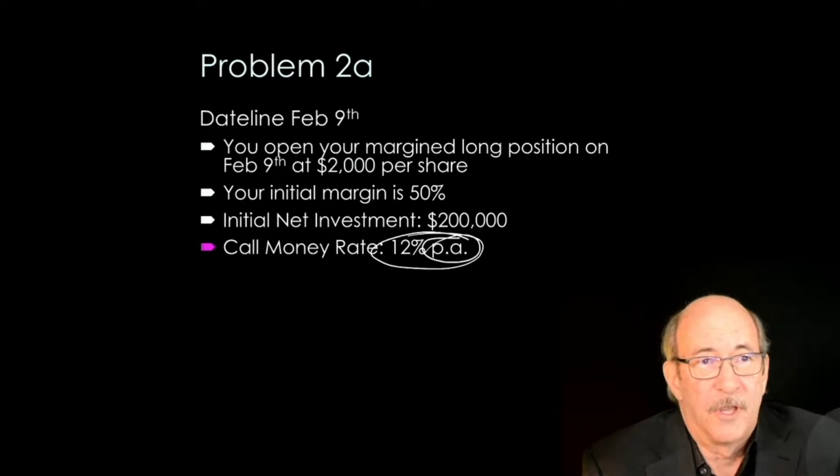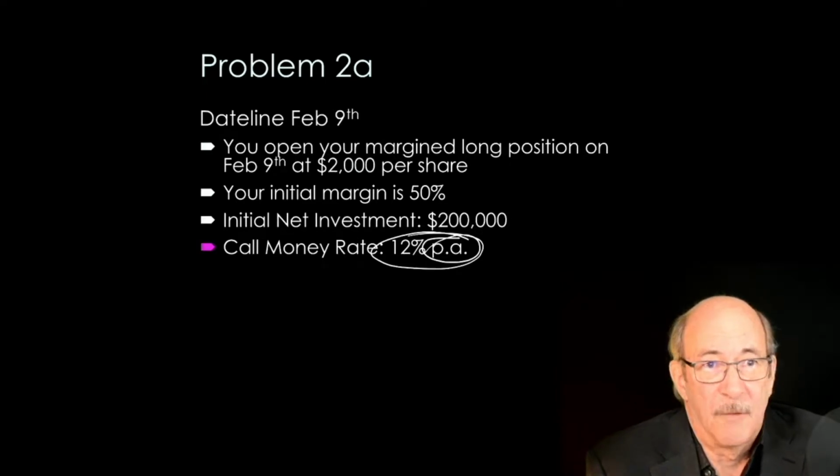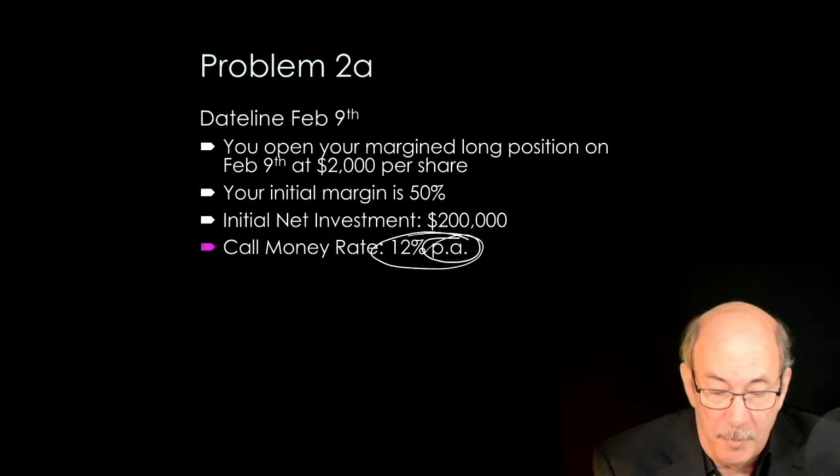Usually, though, the broker will charge us compounded monthly. So the simple interest monthly rate is 1%. So that's our 12% divided by 12. Is 1% per month.